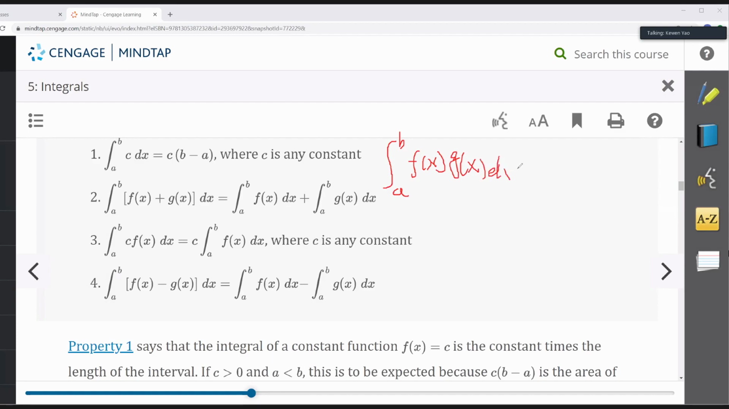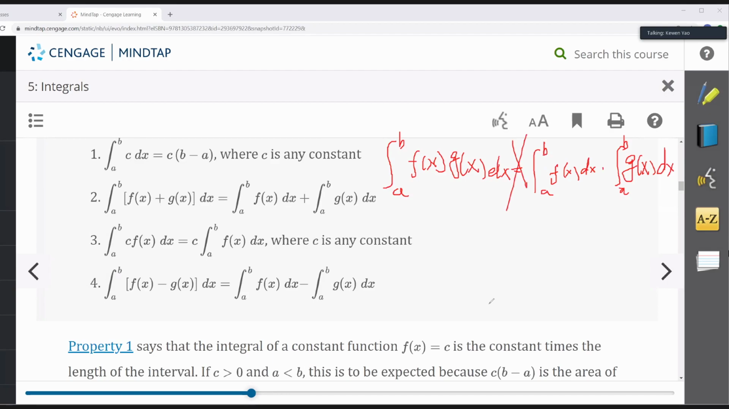Somebody say, oh, that's so easy. Let's go to the integral from A to B of f(x) dx times the integral from A to B of g(x) dx. This looks so tempting, right? It's very seductive, right? But unfortunately, that's wrong.